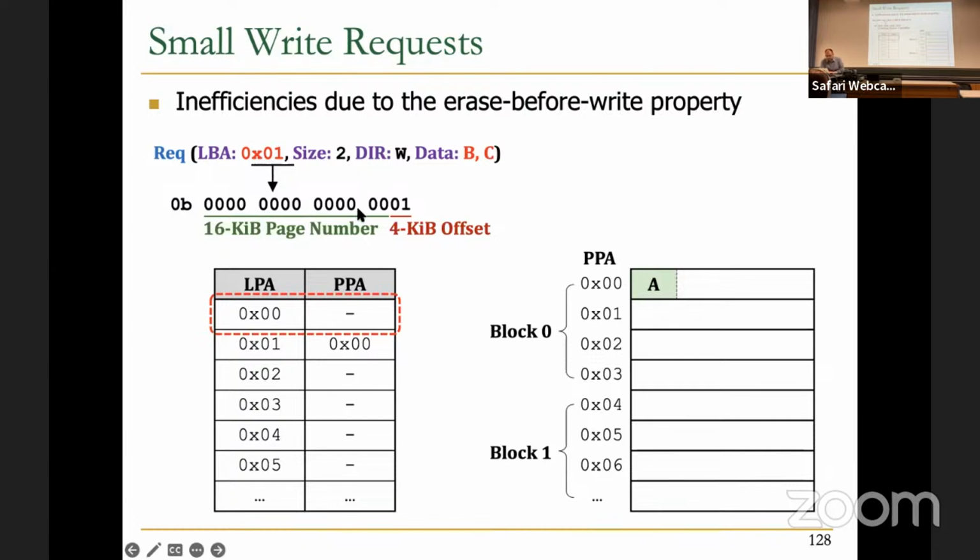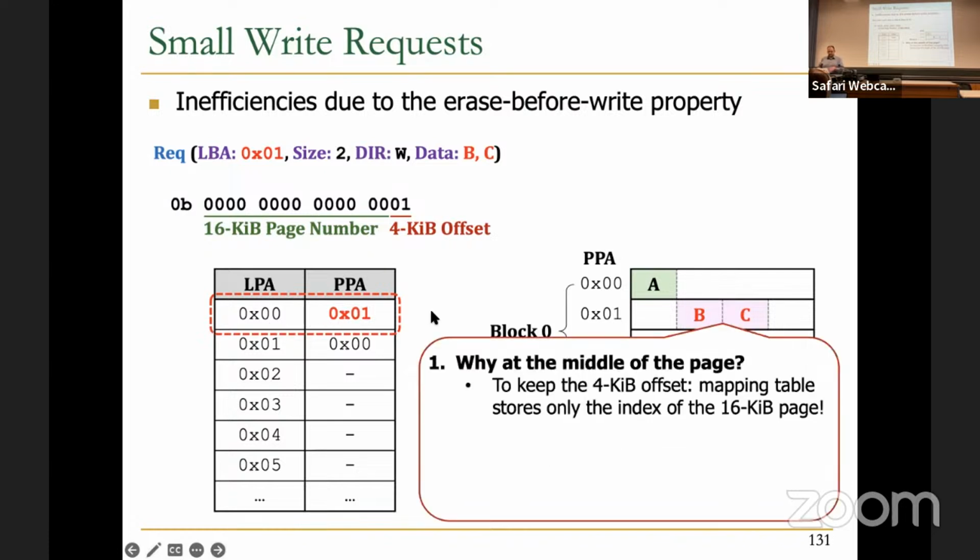So you put it in the binary, and you can see that the logical page number is 0, and the offset is 0, 1, but you want to write 2, so you need to use the offset 0, 1 and 1, 0, essentially. So yeah, you need to write to the next physical page address, and the same offset, and you update this mapping. Now, the question is that why at the middle of the page?